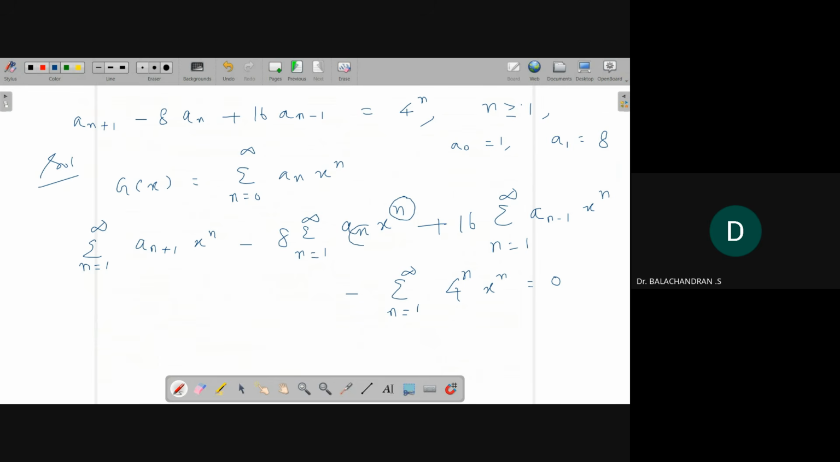Okay, now next here is to compare the power, and this suffix n here also n, it is fine, no problem. But here n plus 1, here n minus 1. I will do some adjustment here and here. Here you can't change anything, so here only I should change into n plus 1. So suppose if I need here n plus 1 means divide by x, 1 by x summation n equal to 1 to infinity a_{n+1} into x power n plus 1.